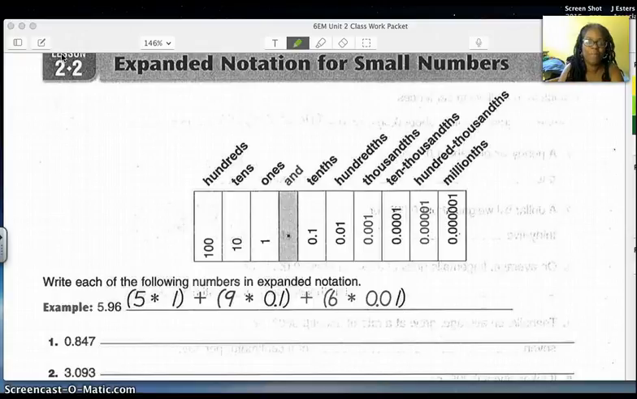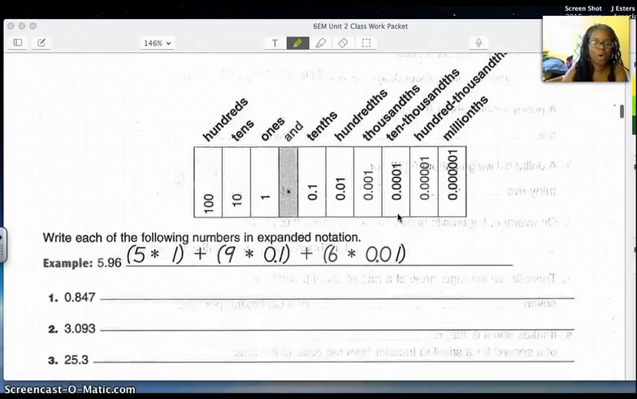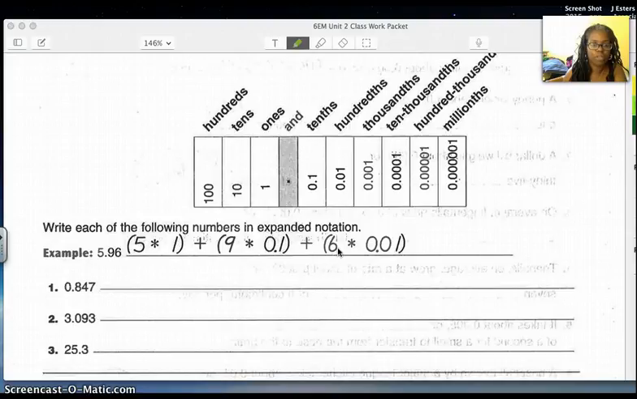Let's talk a little bit about expanded notation, but specifically with small numbers in mind. This handy chart at the top is really going to help us remember how to do what we need to do. It doesn't only have the words, it also has the decimal version of each particular word there. So we will look at each of the terms and honor the expanded method. Write each of the following numbers in expanded notation.